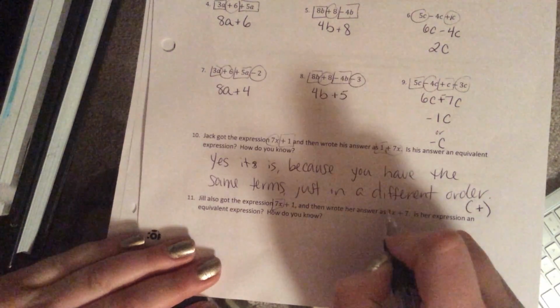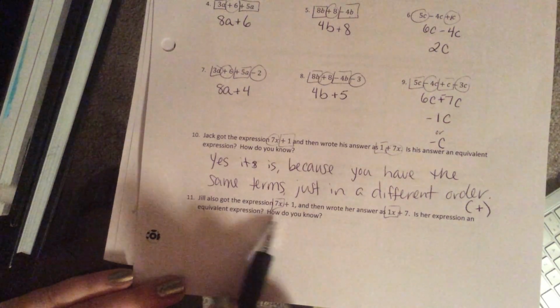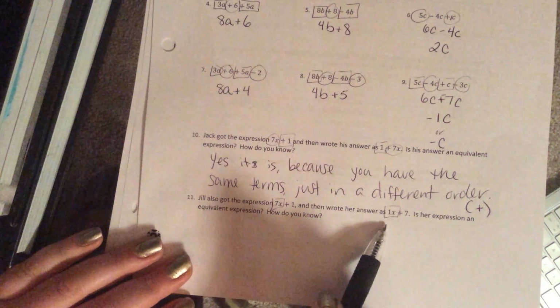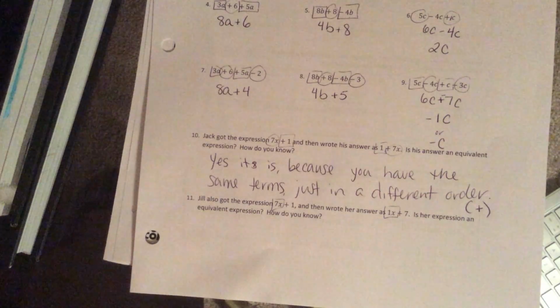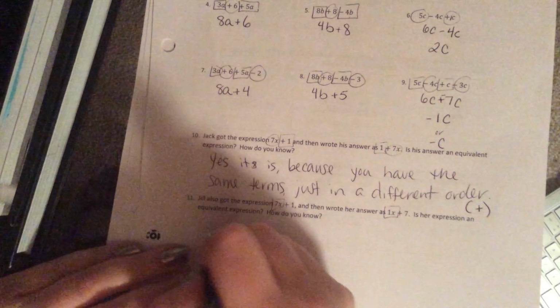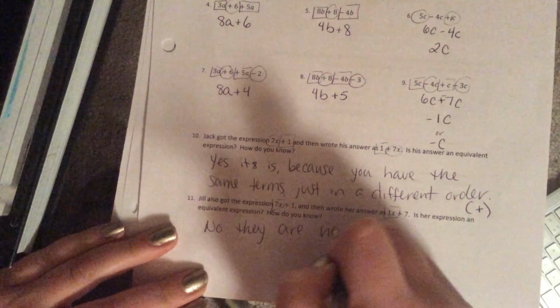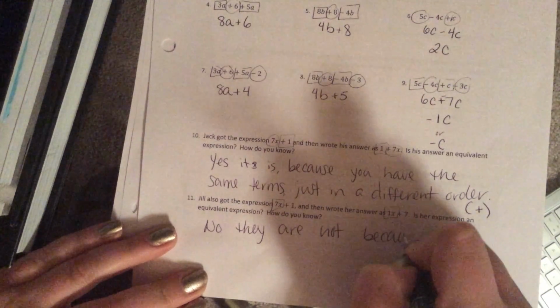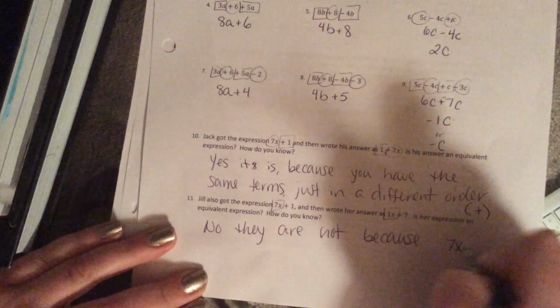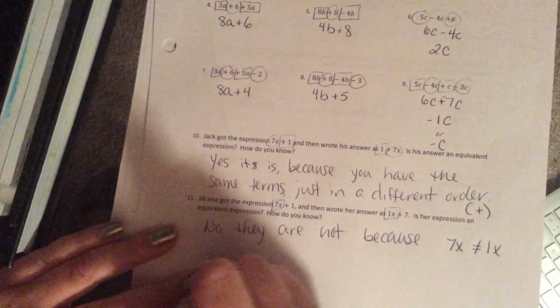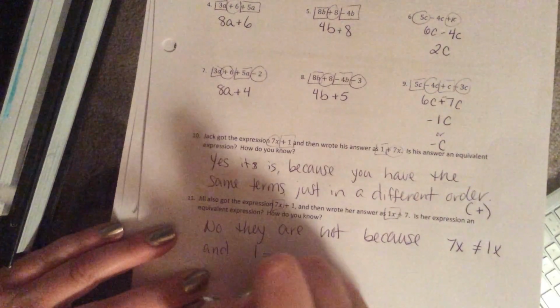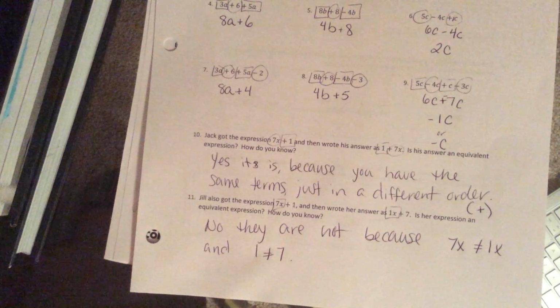Is that the same? So you have a 7x and then you have a 1x. It's like having 7 students and 1 teacher. And this is like having 1 student and 7 teachers. It is not the same thing. So no, they are not, because 7x does not equal 1x, and 1 does not equal 7. So they're not like terms. Okay?